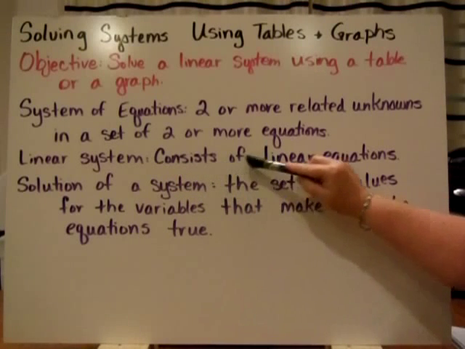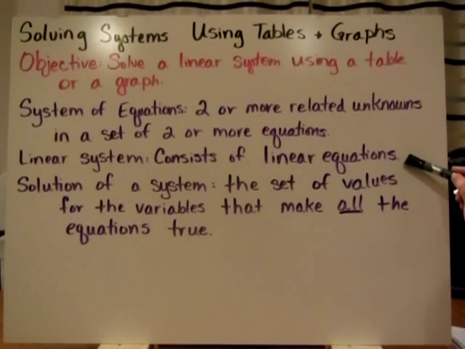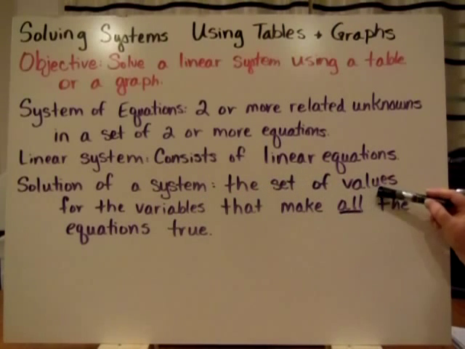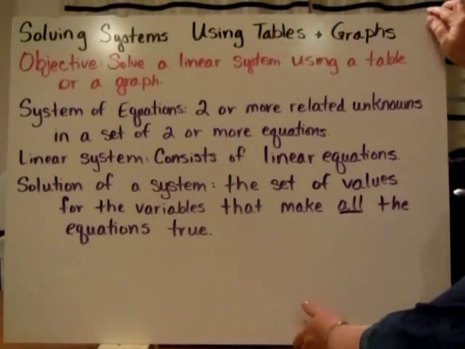A linear system means it consists of linear equations, meaning that if you graph them, you will get straight lines, and all of your exponents on your variables will be 1 and no greater. The solution of a system is the set of values for the variables that make all of the equations true.